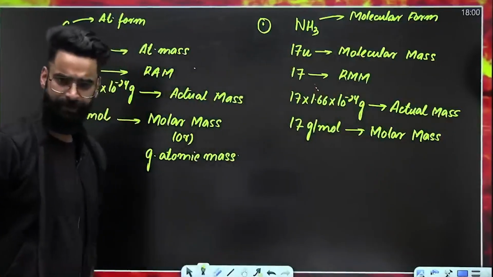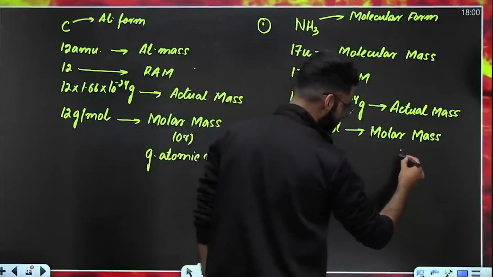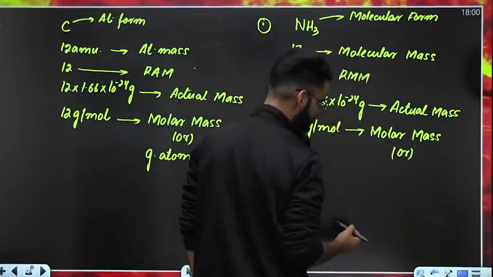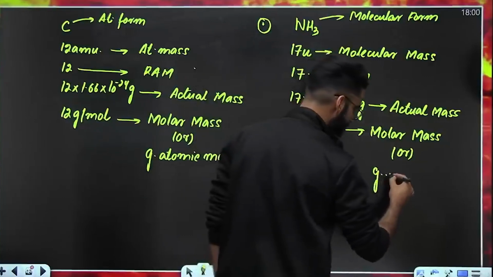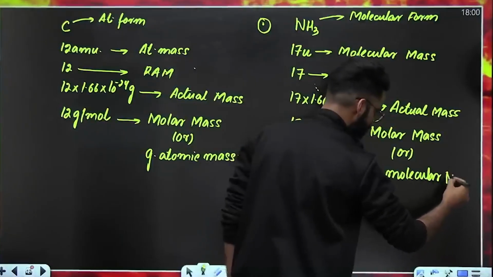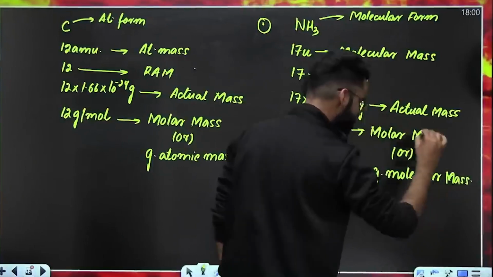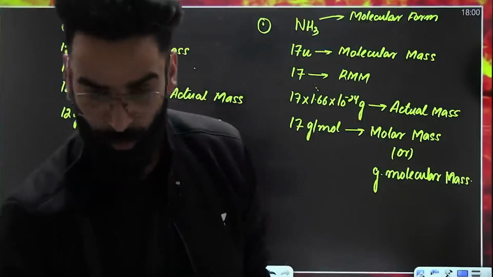Now, dear students, one more thing. Since NH3 is taken in molecular form, so instead the term molar mass, should I be writing gram atomic mass or gram molecular mass? You can call it as the gram molecular mass as well. Now, if all these terms are clear to you, do let me know once in the chats with the thumbs ups.